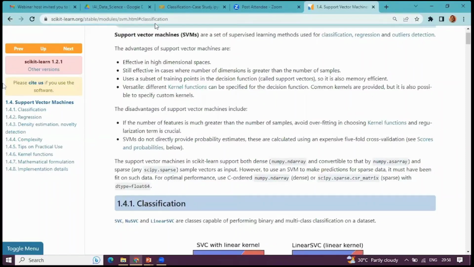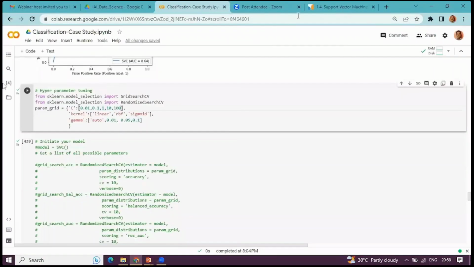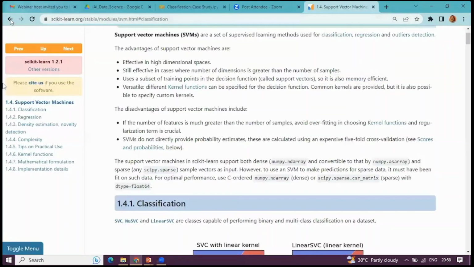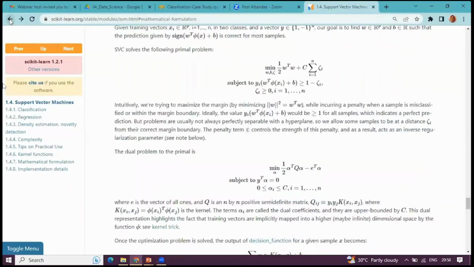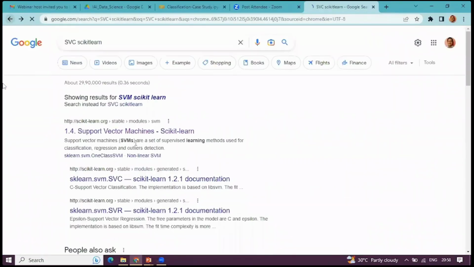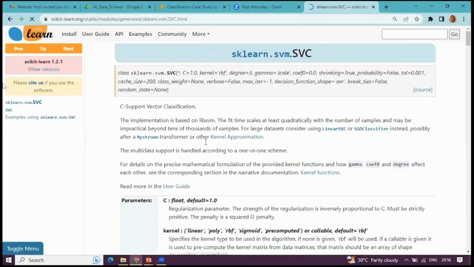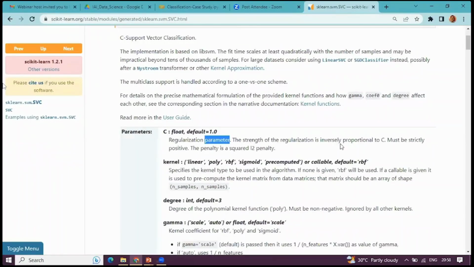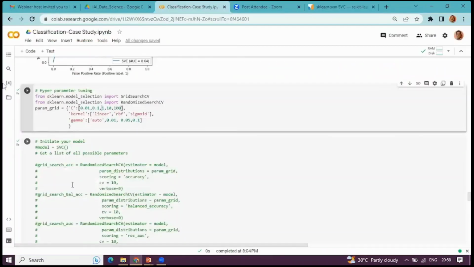So here we are seeing one hyperparameter is C. C is nothing but the regularization parameter. Higher the value of C, the lower the regularization strength, and vice versa. The default value is 1, so I'll take a few values below it and a few values above it.